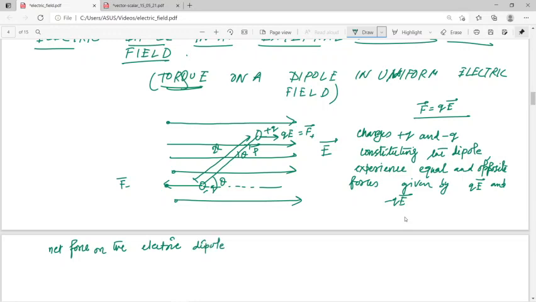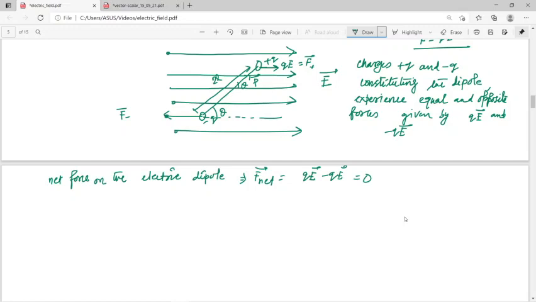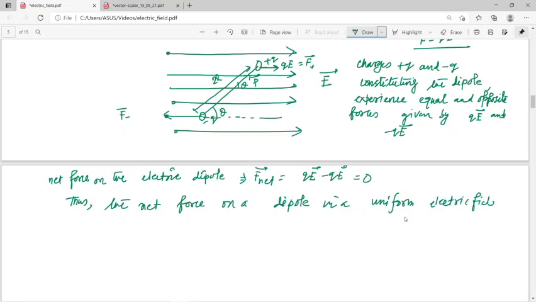So the net force on the electric dipole, if we consider, is 0, because this is a plus qE and this is a minus qE, that will give you 0. So F net is equal to 0. So the net force on a dipole in a uniform electric field is 0.